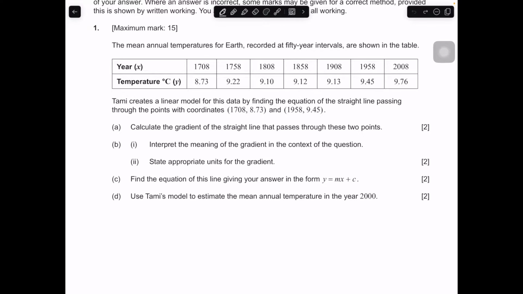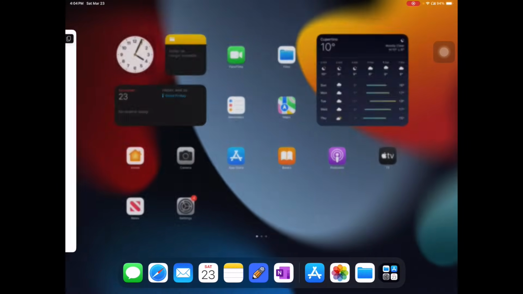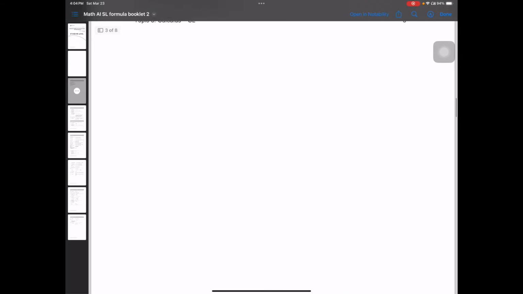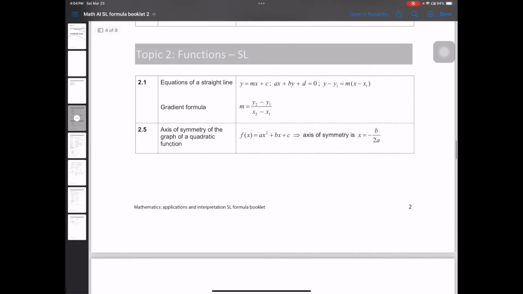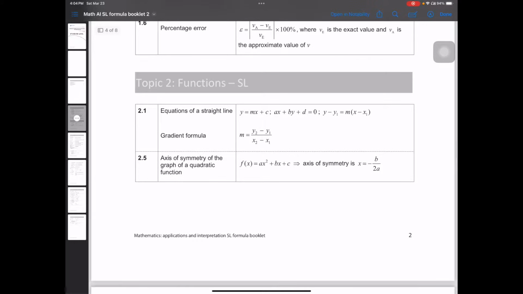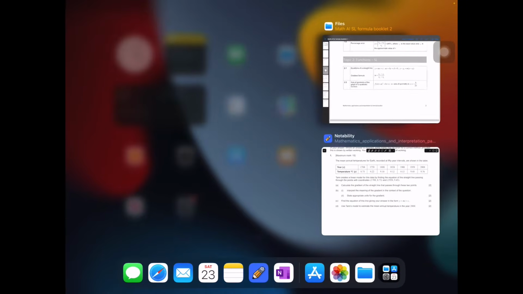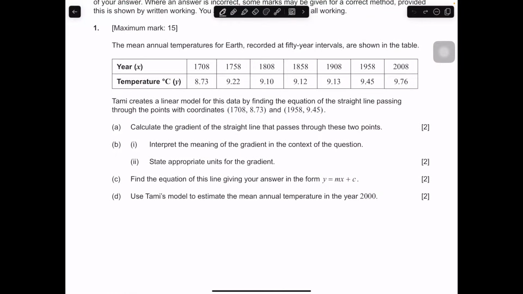Gradient formula, remember, is in your formula booklet, and I'll just bring that up right here. It should be under functions, so topic 2, and here we go, 2.1 gradient formula, m, that's our slope, and then it's y2 minus y1 over x2 minus x1. Essentially change in y over change in x. So let's go back to the document, write that out, and calculate the gradient.